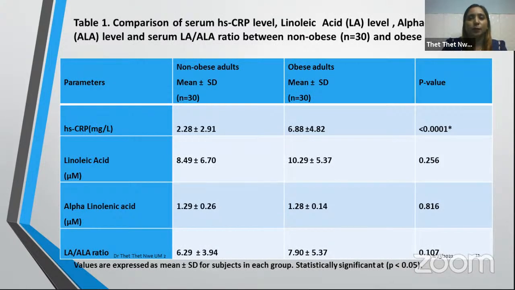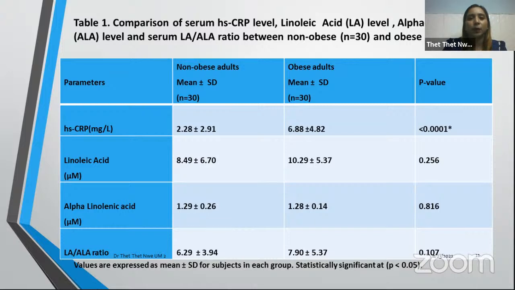by ALA ratio between non-obese and obese adult. Values are expressed as mean plus or minus SD for the subjects in each group and statistically significant set at P less than 0.05. This table shows serum hsCRP level was significantly higher in obese group than the non-obese group.